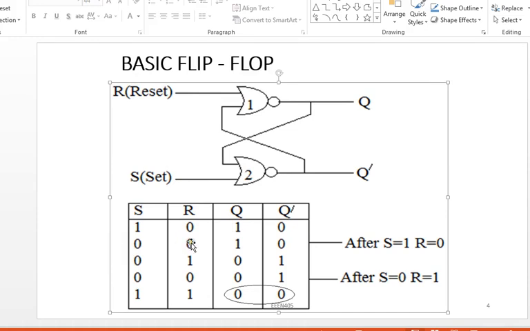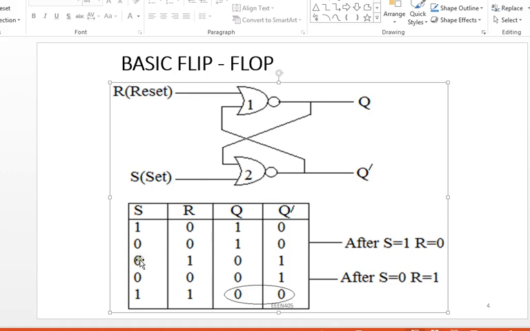The second condition is we change our set to 0, but the reset is not changed to 1. Now, it means our reset is 0 and the set is also 0. But we should remember that our previous output Q was 1. So since one of the inputs of this gate 2 is 1, definitely my output should be 0. This 0 together with my 0 reset should give me 1 again, and look at it here.